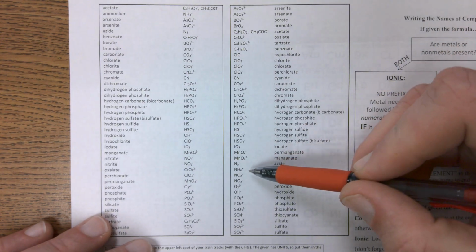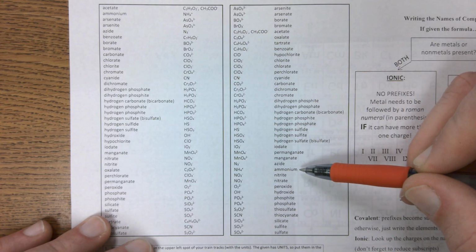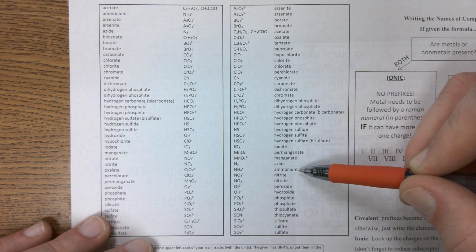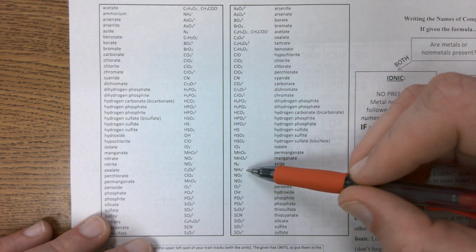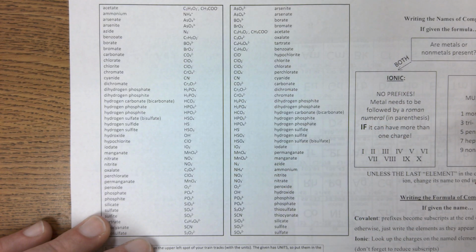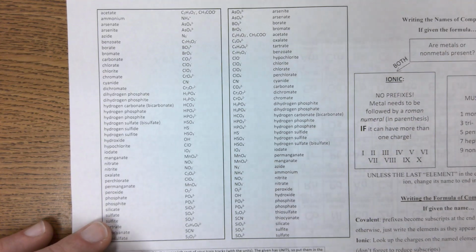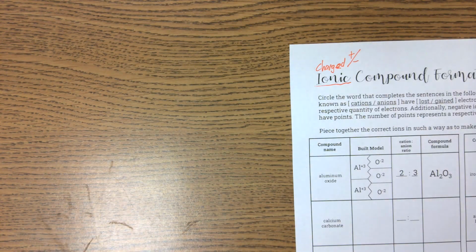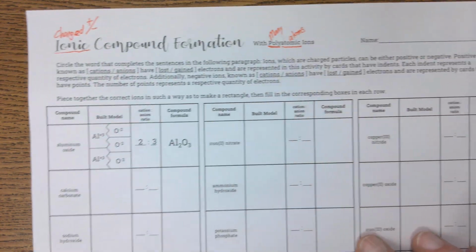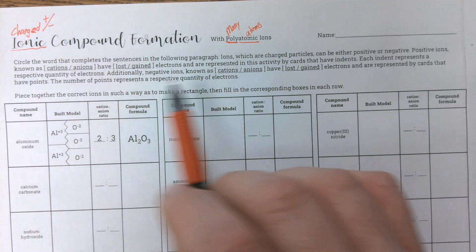The only one that's positive is this NH4 with a +1. It's called ammonium. And so you'll need that one. This is on this activity. So if you see ammonium or you see NH4 with a plus, that's going to be a cation that's a polyatomic ion. All the rest of these are negative. That one is the only positive.